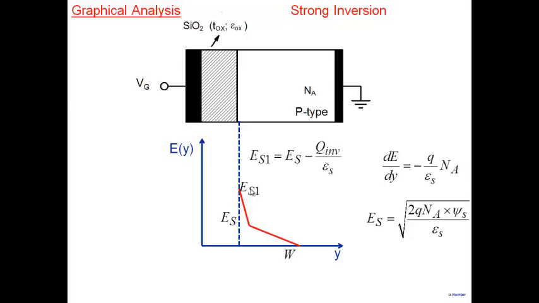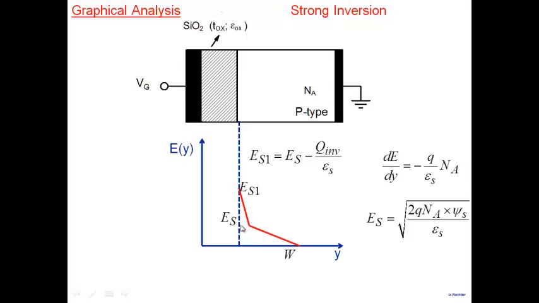I can write Es1 as Es, note Es is whatever is the field at this point, let's say, minus Q inversion by εs. How do I write this? The field at this point minus the field at this point should be equal to what? The difference of the two fields. Let's say the field here is Es, and this is the field Es1. So the difference of the two fields, what does Poisson equation say? The difference of the two fields is charge.